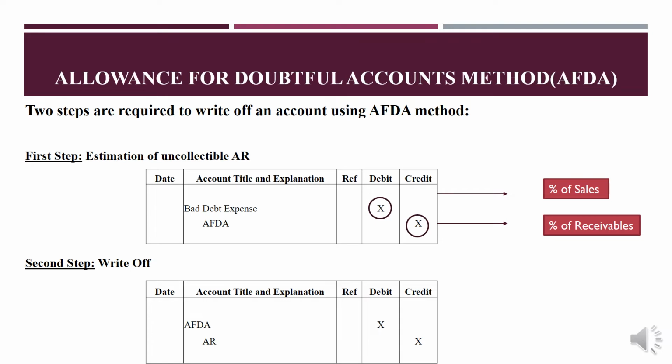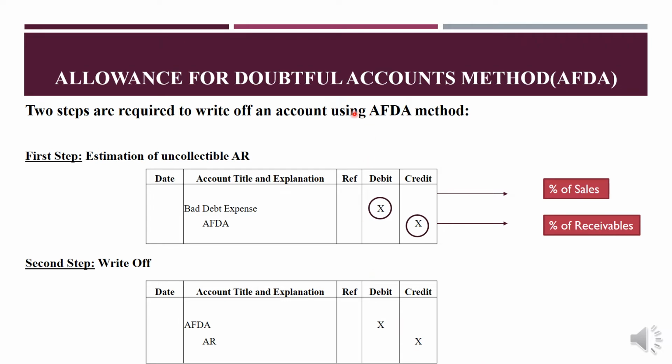Now regarding the allowance for doubtful accounts method. Like I previously explained, there are two steps in this method. First, we need to estimate the accounts receivable that will be uncollectible, and then we write off the account. When we estimate, the recording will be bad debt expense in the debit, but instead of putting the AR, the accounts receivable, in the credit as in the direct write-off method, we put the AFDA, the allowance for doubtful accounts, in the credit. When we write off, the AFDA, which is the estimated account, will be debited and the accounts receivable will be credited. So this is done when we write off the account.